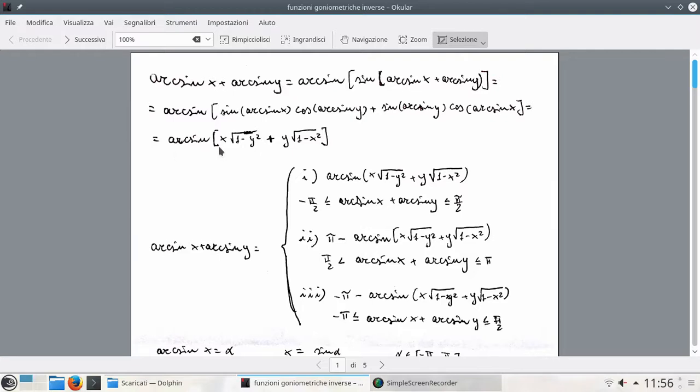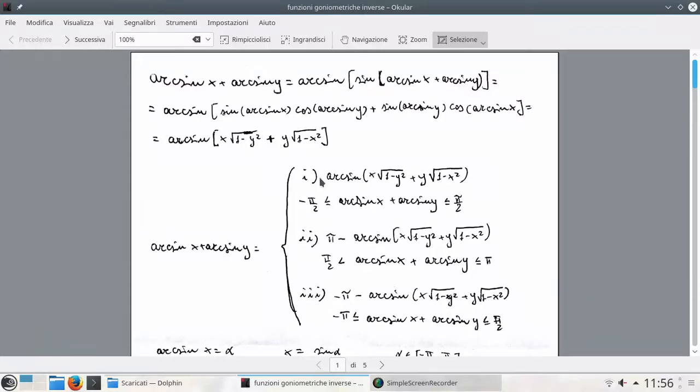Using the addition formulas for the sine function, we get arcsine x plus arcsine of y equals arcsine of x times square root of 1 minus y squared plus y times square root of 1 minus x squared. Actually, this equality is valid only as a first approximation. We should take into account the quarters of the unit circle where arcsine of x plus arcsine of y lies.